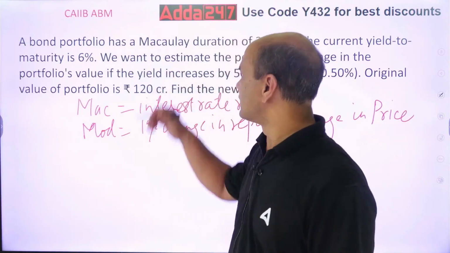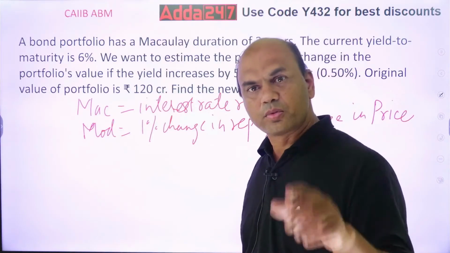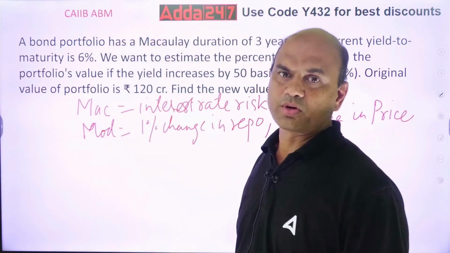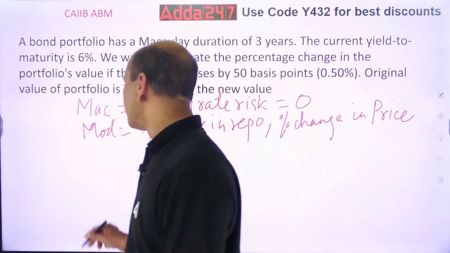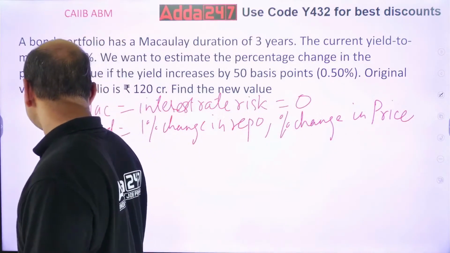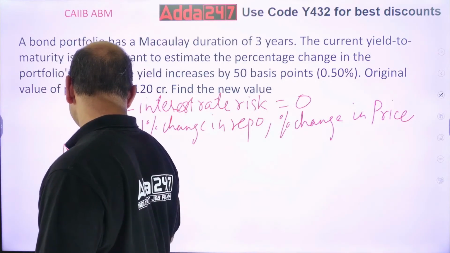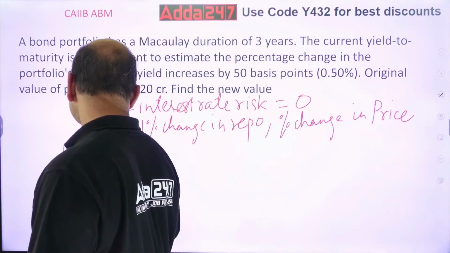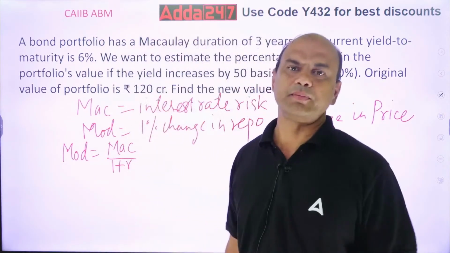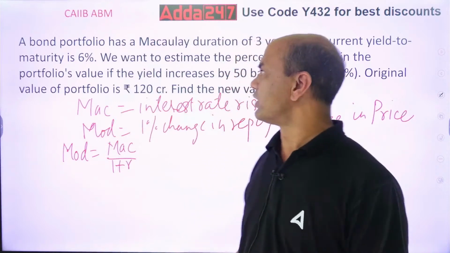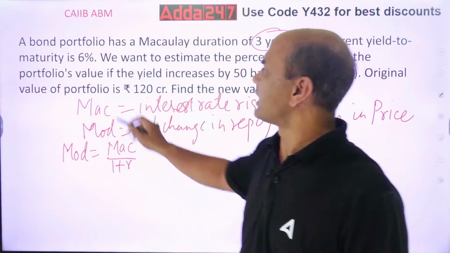So in this case now, Macaulay is already given to you. First, you have to find out the modified duration. What is the formula for modified duration, everyone? Modified duration equals Macaulay upon 1 plus R. What is Macaulay given? 3 years. 1 plus R. R is what? 6%.